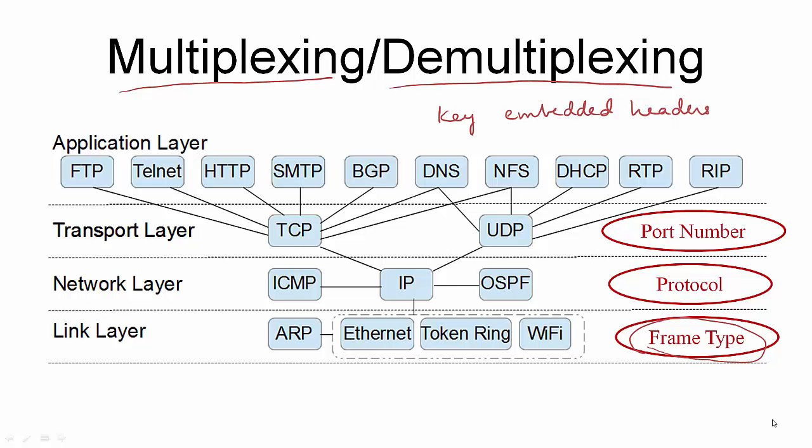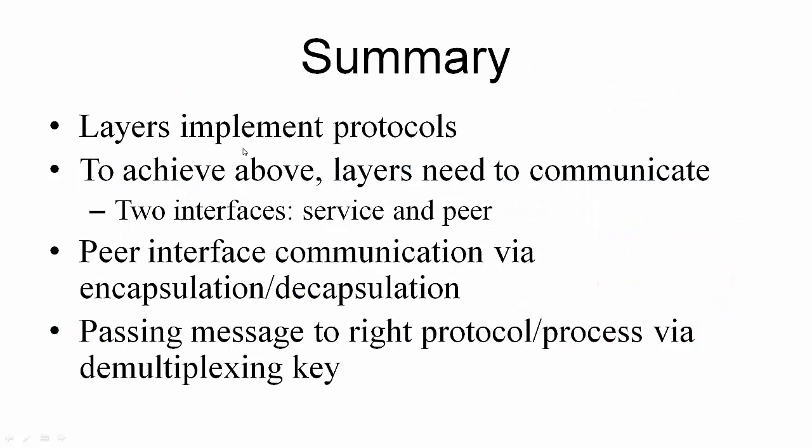So here is a summary of what we have learned in this video. Layers implement certain functionality, basically protocols, and to execute this functionality, layers need to communicate. There are two interfaces you need for this. One is the service interface, which permits a layer to make use of the services of the other layer within the same node. And the peer interface facilitates communication across two peer layers on two different nodes, and this is achieved through encapsulation and decapsulation. We also saw that it is important that a message gets passed on to the right process or protocol, and this can be achieved via the demultiplexing key, which is also embedded within the headers. Now we are ready to look at each layer individually.